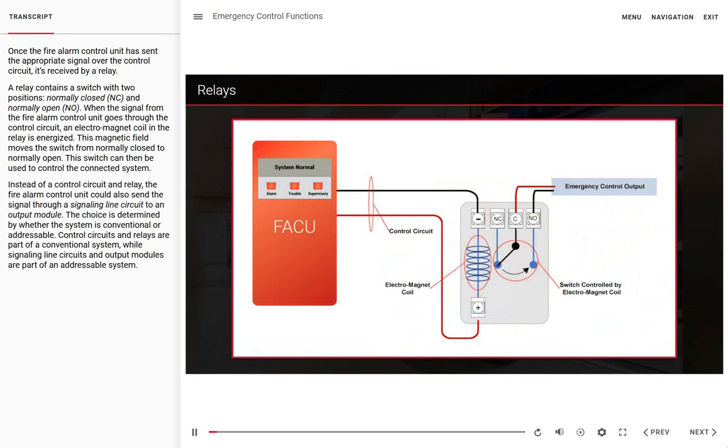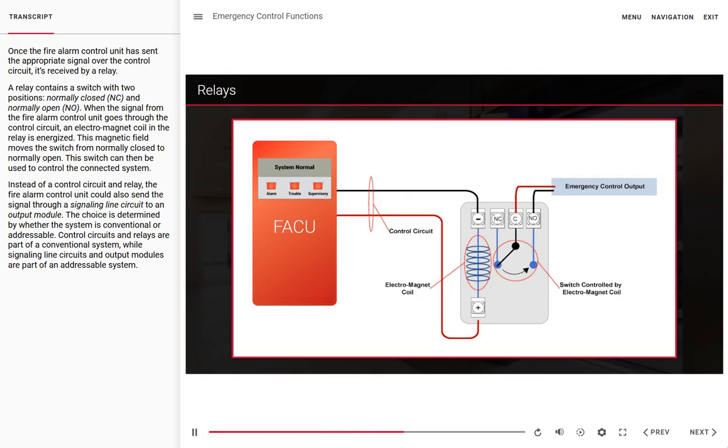Once the fire alarm control unit has sent the appropriate signal over the control circuit, it's received by a relay. A relay contains a switch with two positions, normally closed, or NC, and normally open, or NO. When the signal from the fire alarm control unit goes through the control circuit, an electromagnet coil in the relay is energized. This magnetic field moves the switch from normally closed to normally open. This switch can then be used to control the connected system.